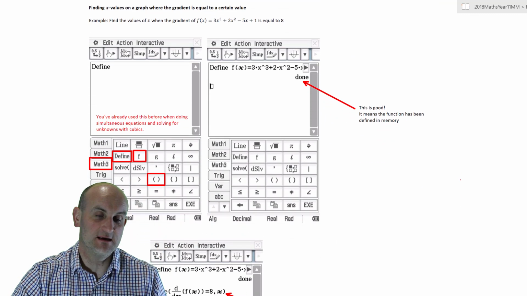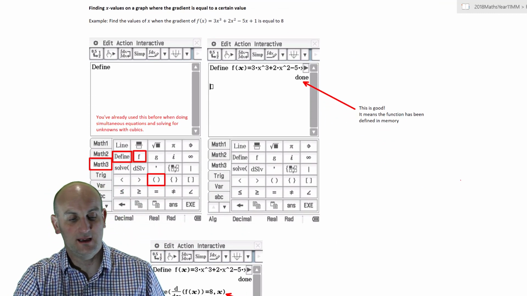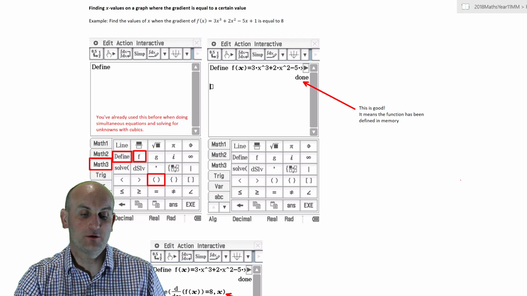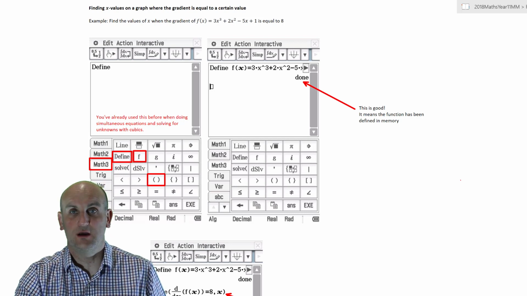The CAS calculator is useful for so many things. What about finding x values on a graph where the gradient is equal to a certain value?